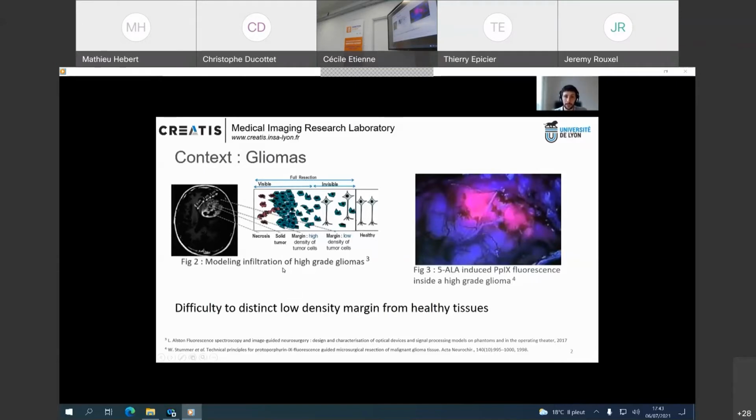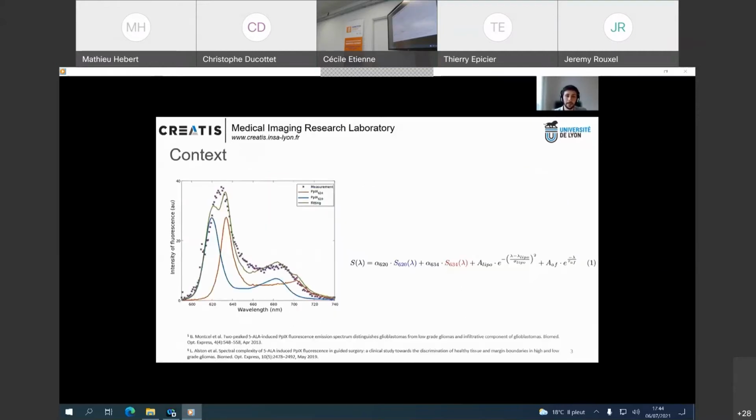To overcome sensitivity issues, various 5-ALA-induced PpIX fluorescence spectroscopy methods have been proposed. Some try to quantify the fluorescence, while others study the spectral shape of the fluorescent response. Many studies on biopsies reveal the presence of two states of PpIX with different fluorescence spectra, one peaking at 634 nanometers and the other peaking at 620 nanometers.